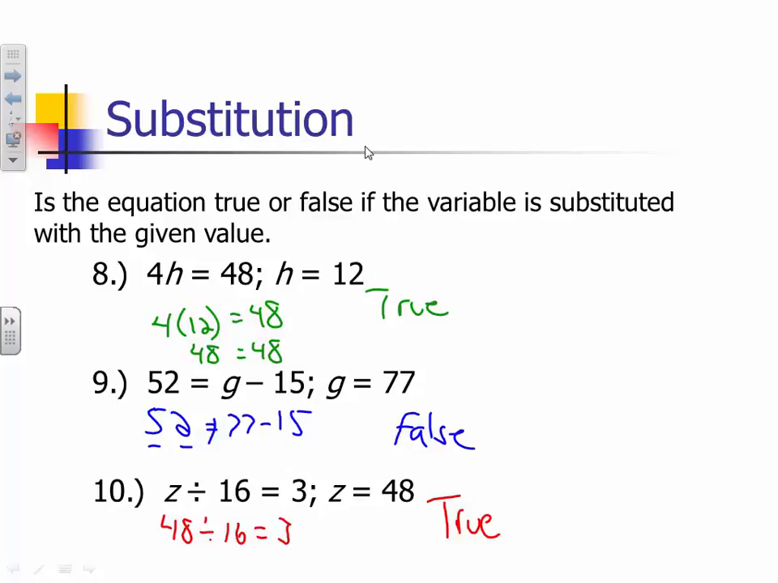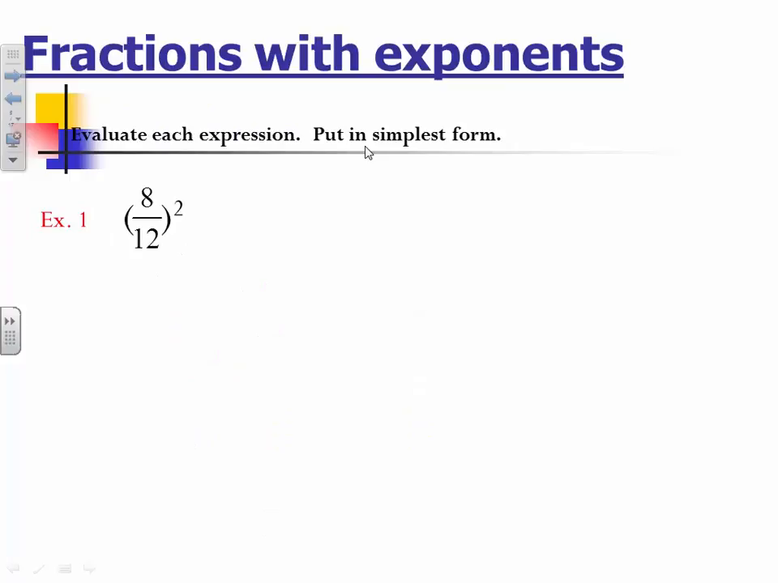And the last one. Now we have a fraction. So this says 8 over 12 squared. Well, just like anything else that's squared, 8 over 12 squared is just going to be 8 over 12 times 8 over 12. Remember, with multiplication, you multiply the numerators and the denominators. 8 times 8 is 64. 12 times 12 is 144.